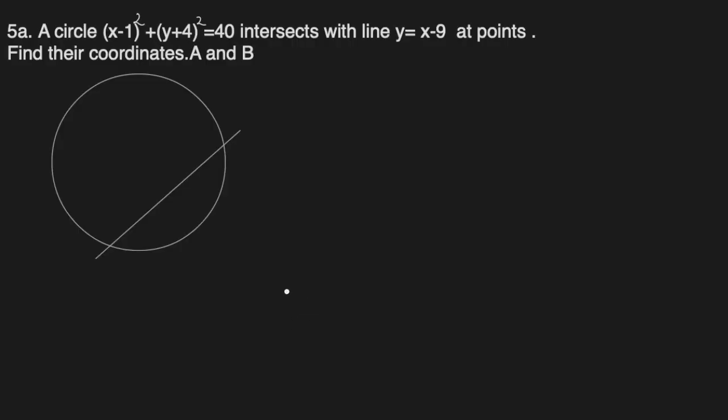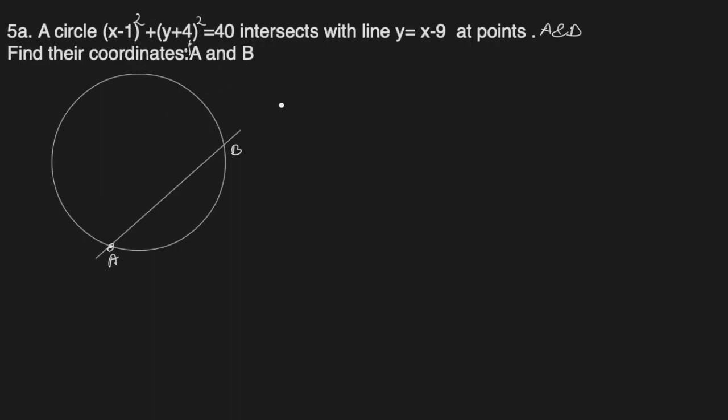Question number 5. A circle with this equation intersects with a line y equal to x minus 9 at points A and B. Find the coordinates of A and B. That's the question. So let's assume that this is A and this is B. So this is the line y equal to x minus 9, and this is the circle with this equation.